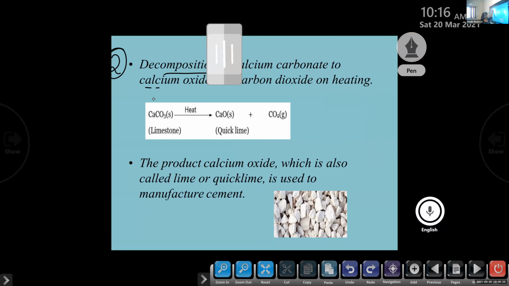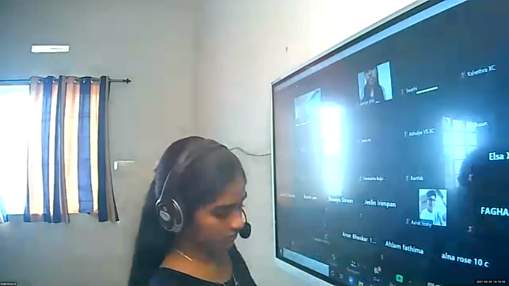Swati, can you read the slide once again? Decomposition of calcium carbonate to calcium oxide and carbon dioxide on heating. CaCO3 gives CaO plus CO2. Okay. Then the product calcium oxide, which is also called lime or quicklime, is used to manufacture cement. Okay. Is this clear? Tell me. Yes, ma'am. All of you.